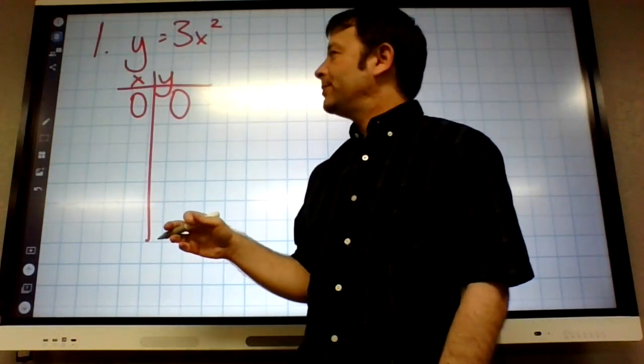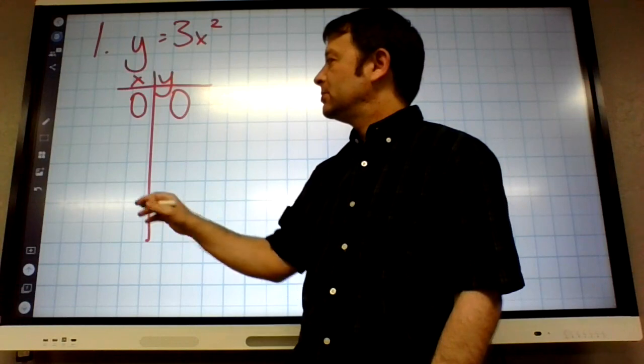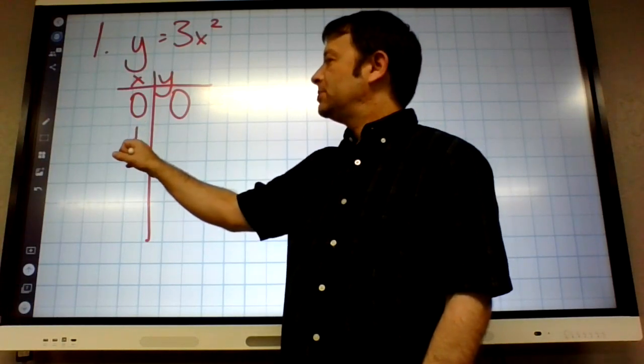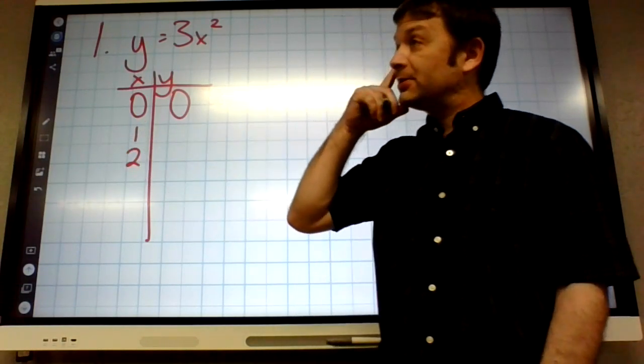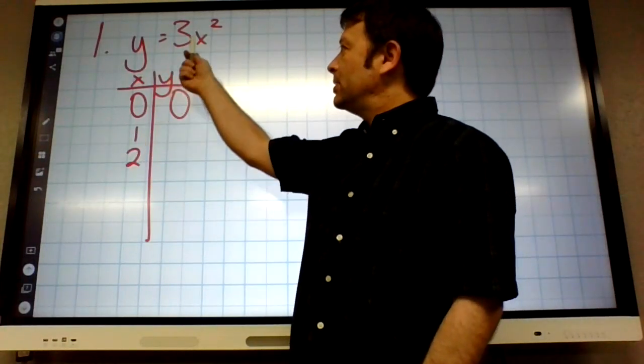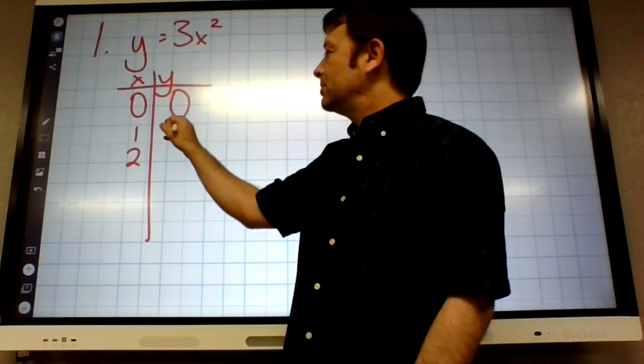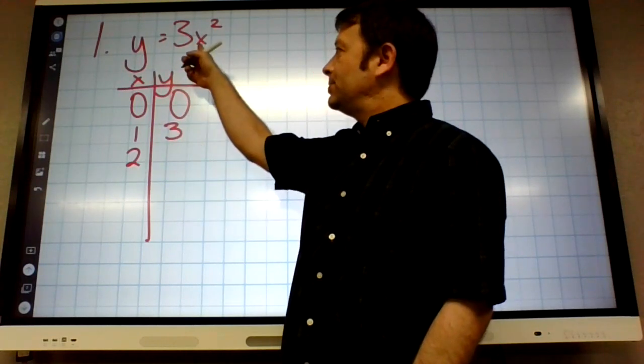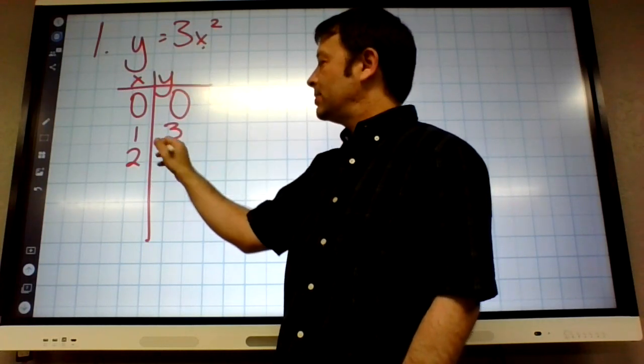What did we do after we got the vertex? Choose some numbers close to the vertex to find out what's going on around it. So if I plug in x is 1, 1 squared times 3. And if I plug in 2, 2 squared is 4 times 3.